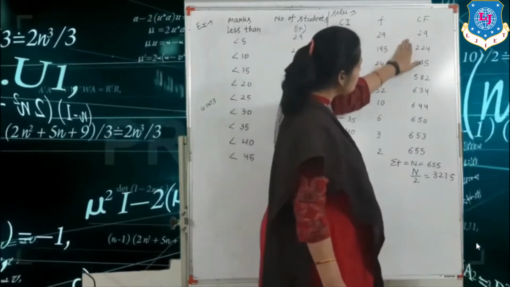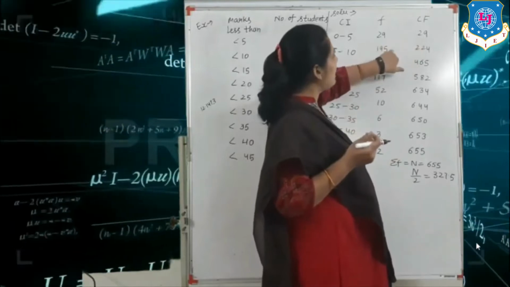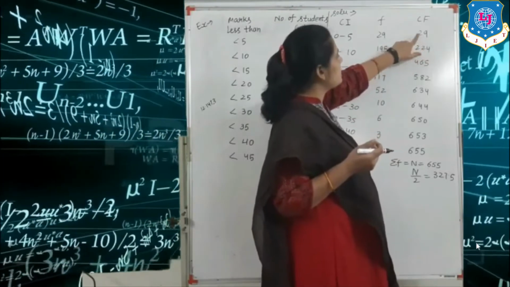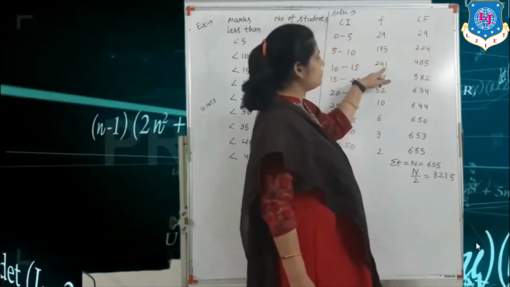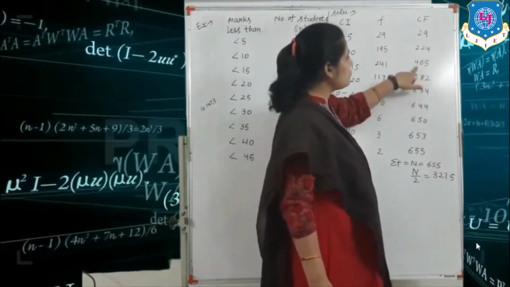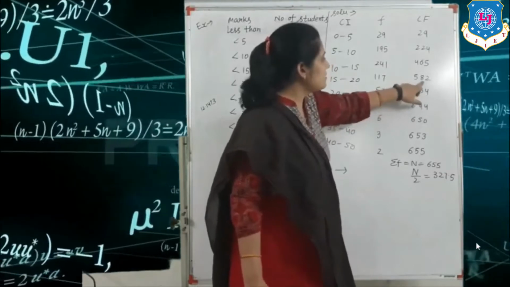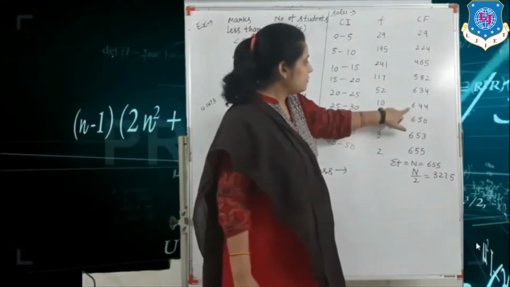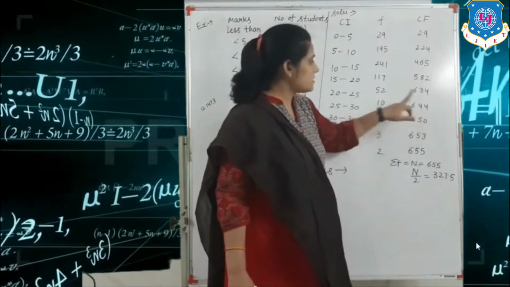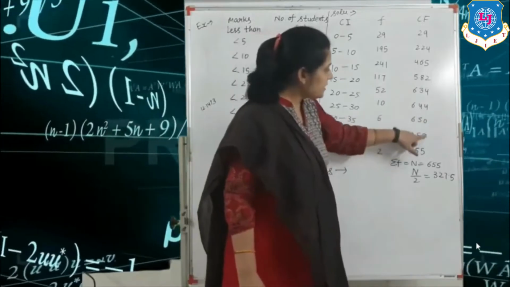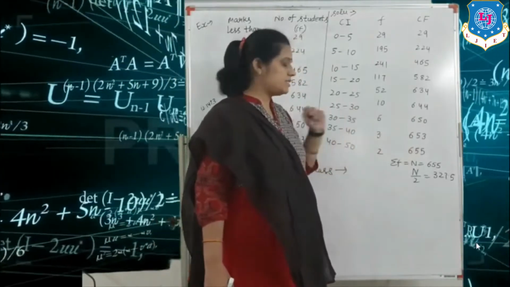Because these values are already added, for the next value we subtract. 224 minus 29, 195. 465 minus 224, 241. 582 minus 465, 117. 634 minus 582, 52. 644 minus 634, 10. 650 minus 644, 6. 653 minus 650, 3. And 655 minus 653 is equal to 2.